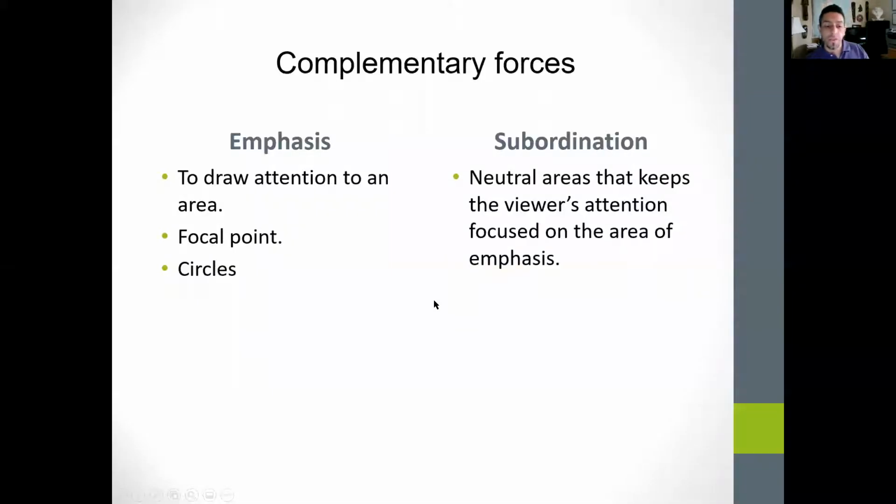Another way that you can create emphasis besides circle is you can have a very strong hue or a color that's heavily saturated, or a strong change in values. Any of those three things with color can help you achieve a very strong emphasis or a very strong focal point.